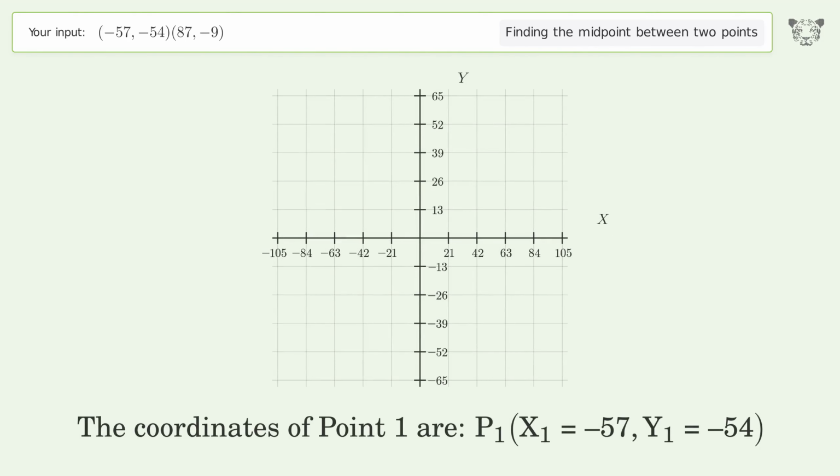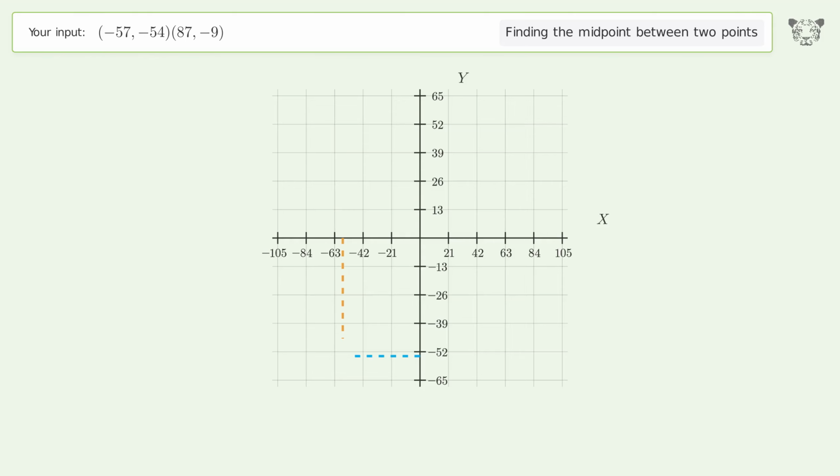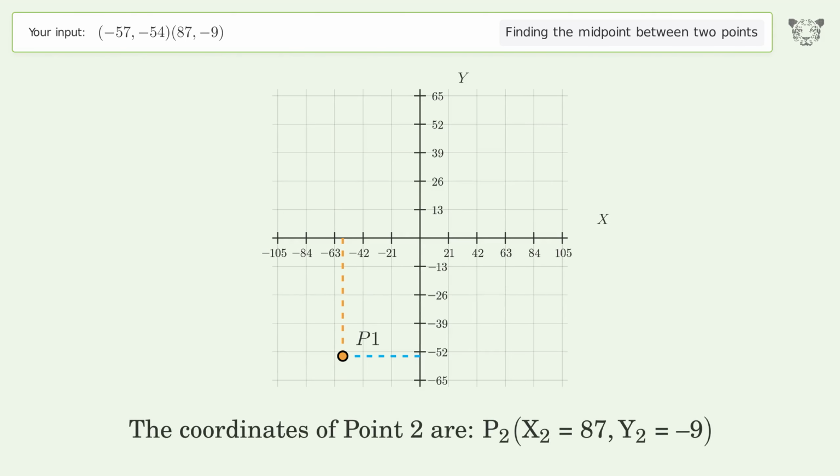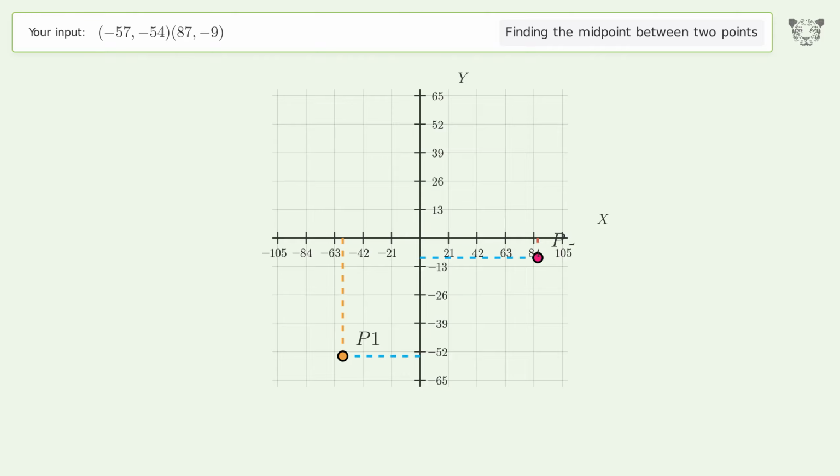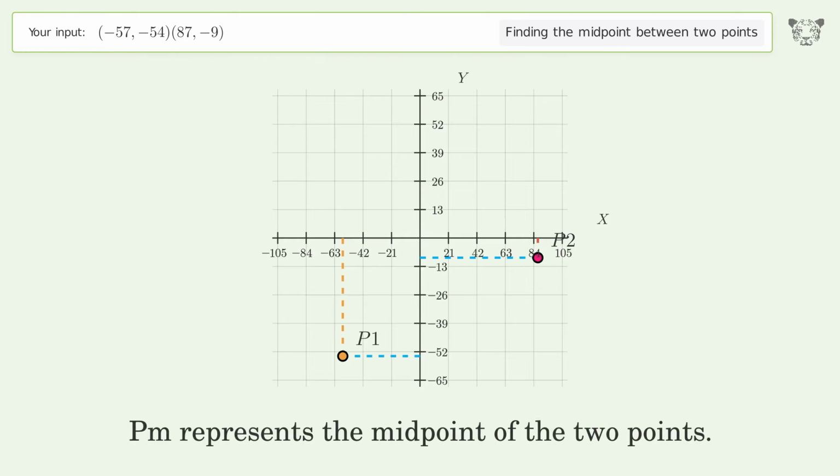The coordinates of point 1 are, x1 equals negative 57, y1 equals negative 54. The coordinates of point 2 are, x2 equals 87, y2 equals negative 9. PM represents the midpoint of the 2 points.